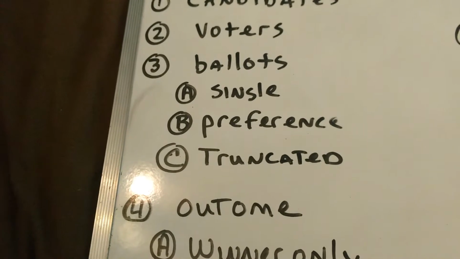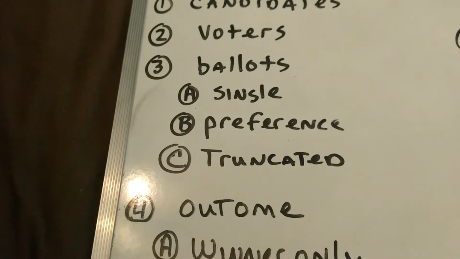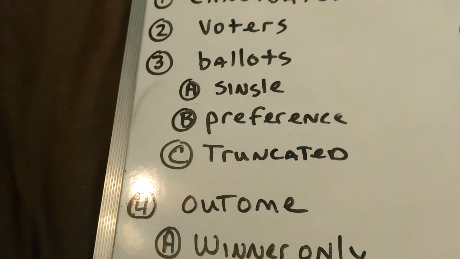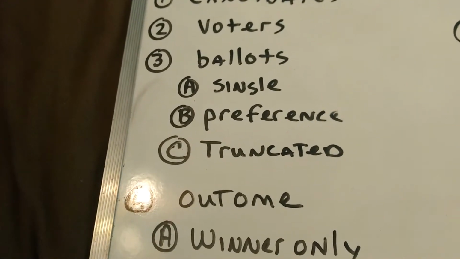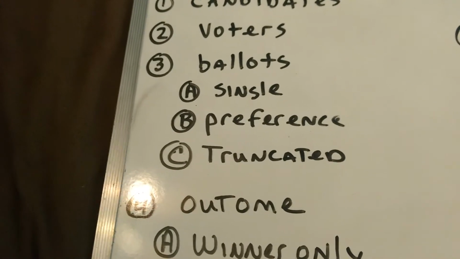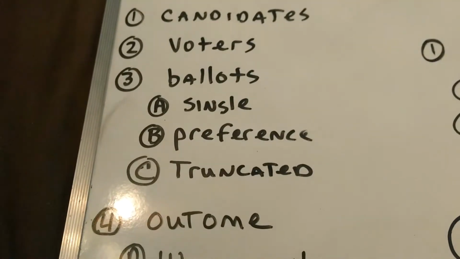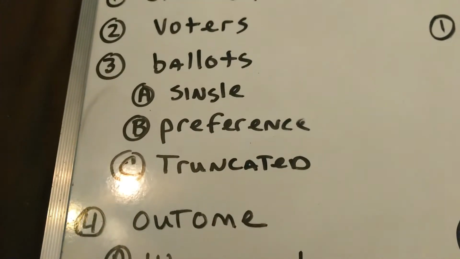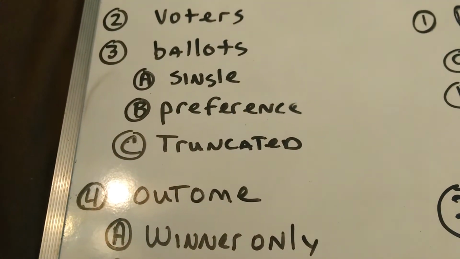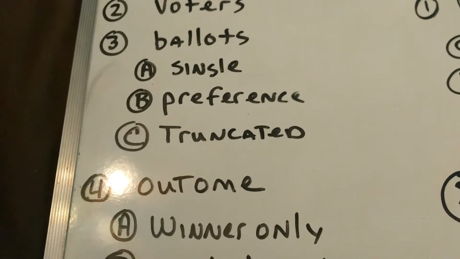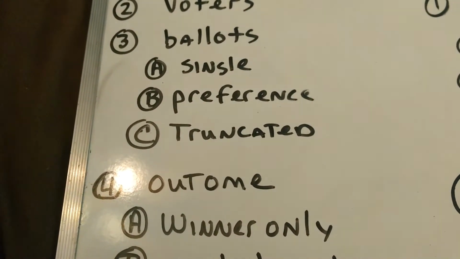There's a single ballot, in which no matter how many names are on the ballot, you only vote for 1. There's a preference ballot, and in a preference ballot, that's where you rank the candidates from your most favorable to your least favorable. And then you have a truncated ballot, in which there are multiple candidates, but the voters are only asked to rank 3, 4, but not all of the candidates in the voting.